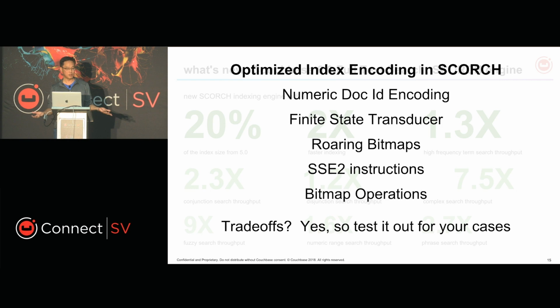How does it work underneath the hood? Well, there's basically a brand new optimized indexing encoding scheme where document IDs are now converted into numbers and encoded in what's called a finite state transducer, which is a very nice hunk of finite state machine work. We also use roaring bitmap technology underneath the hood now, which allows us to get at SIMD instructions like SSE2 and do direct bitmap to bitmap comparisons and stuff.